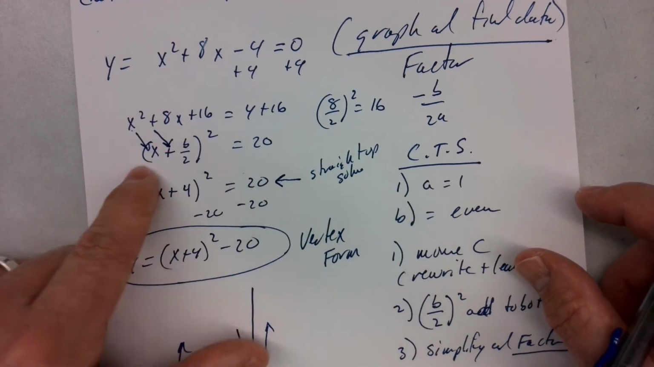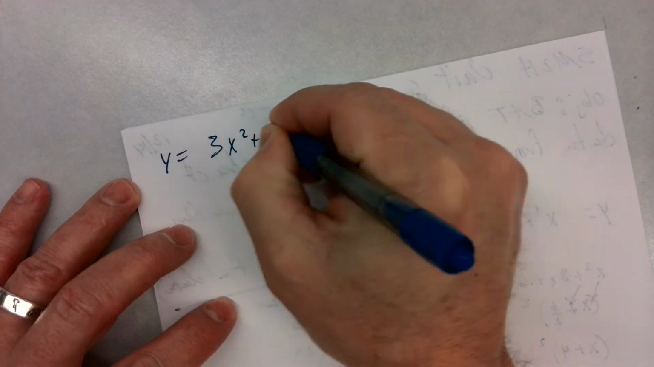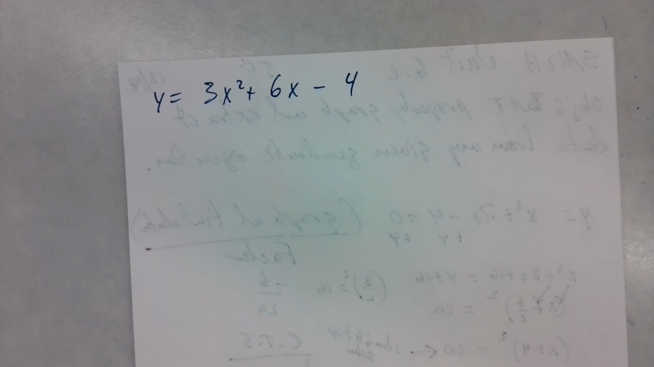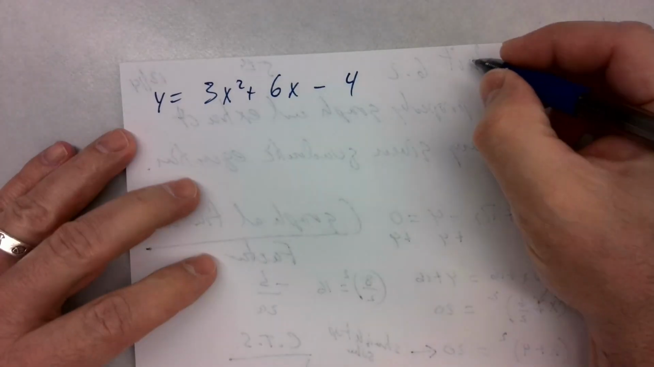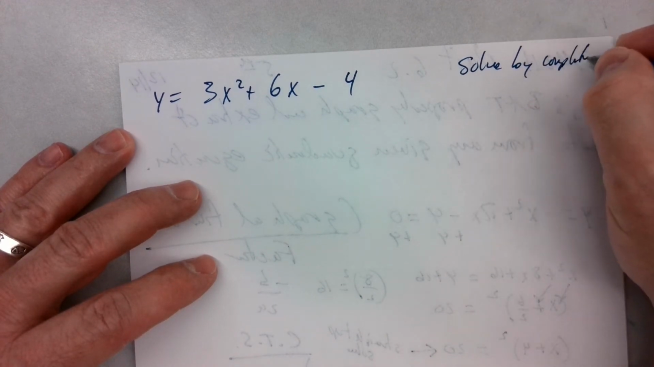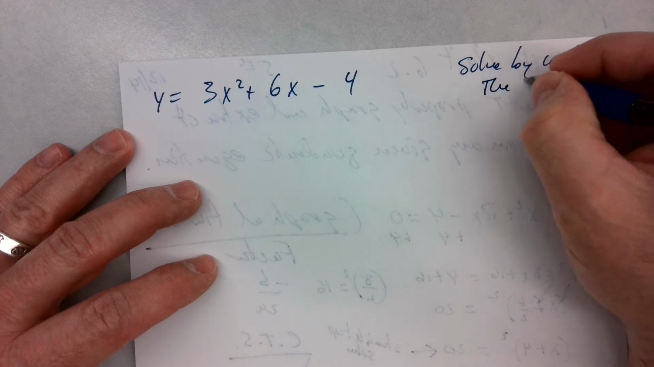You still can, but it gets really ugly. In fact, let's do that. I've got time. So let's say I gave you y equals 3x squared plus 6x minus 4. Okay? And I only want you to solve by completing the square.